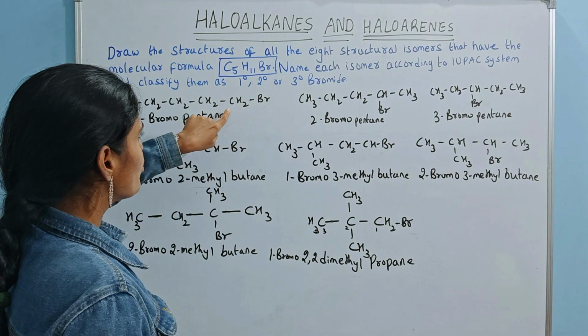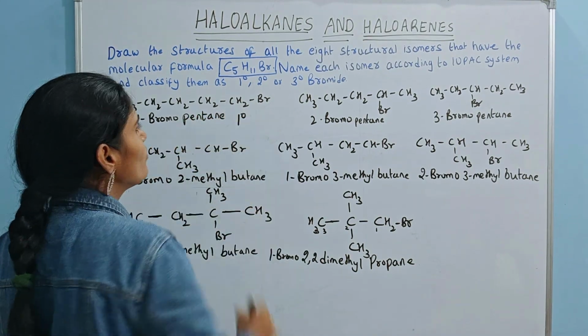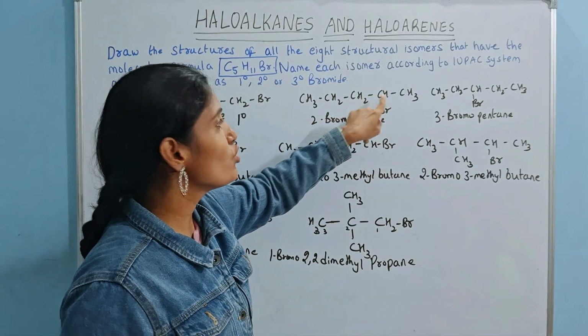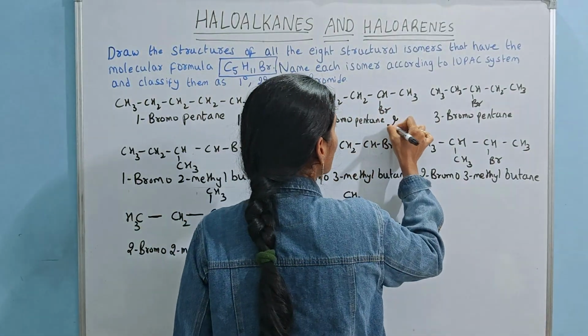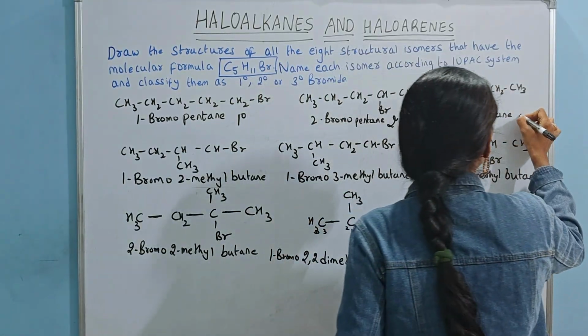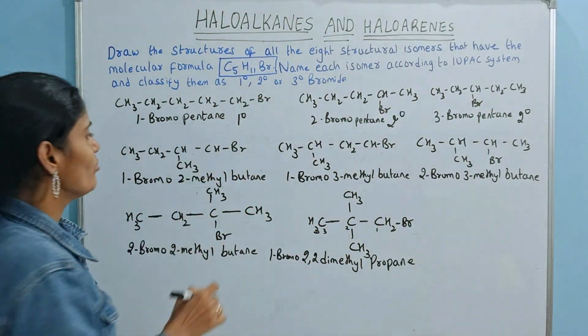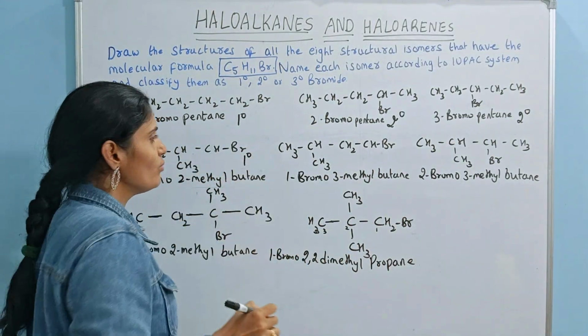Here the bromine is attached to a primary carbon. So this is my primary bromide. Here bromine is attached to a secondary carbon. So this is my secondary bromide. Here my bromine is attached to a secondary carbon. So this is my secondary bromide. Here my bromine is attached to a primary carbon. So this will be my primary bromide.